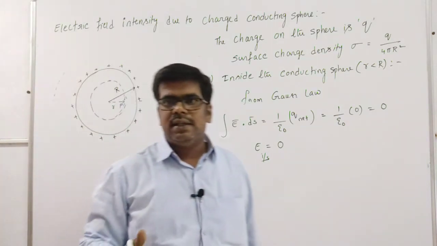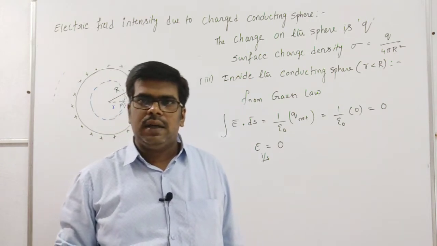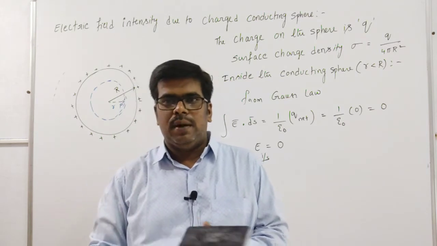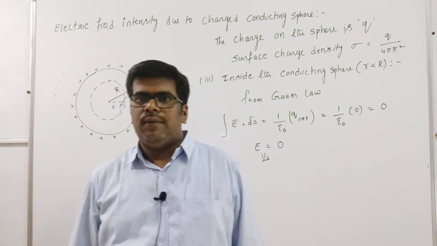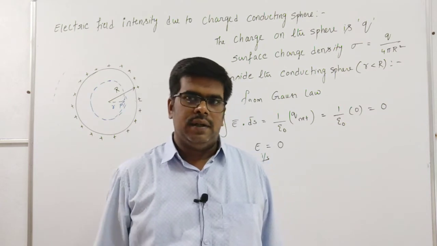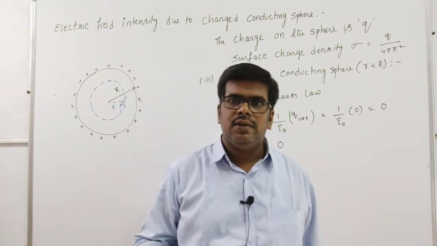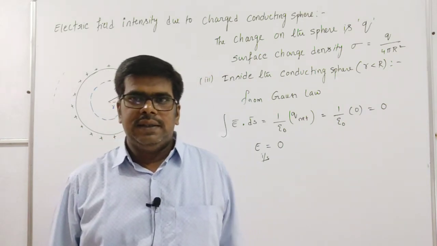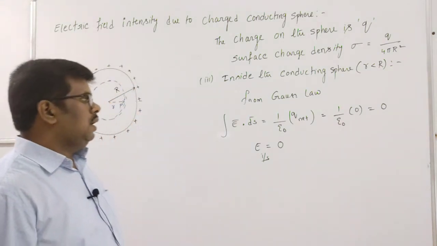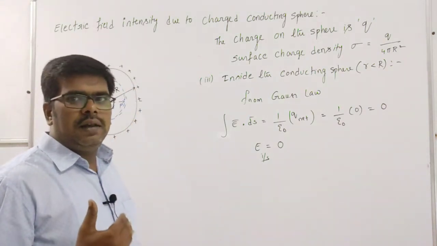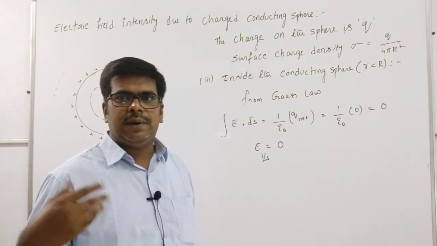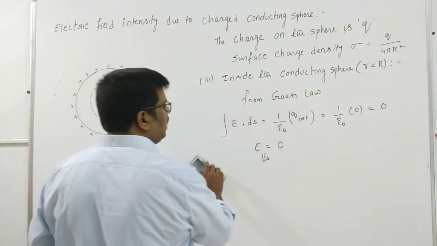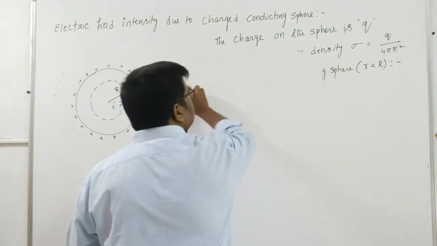Then you observe that outside, the electric field intensity is inversely proportional to distance square. On the surface the electric field intensity is constant, that is sigma by epsilon naught, or else you can write 1 upon 4 pi epsilon naught into q by capital R square. Inside, there is no charge present. That's why the electric field intensity inside the sphere is 0. So if you know these terms, then we can draw the variation of electric field intensity with respect to distance curve. Let us see.